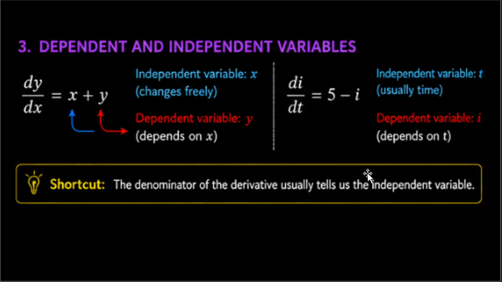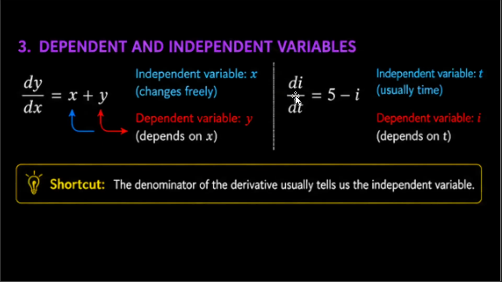Okay. So what are the parts of a differential equation? Mainly we have the dependent and independent variables. For example, we have this one, dy/dx is equal to x plus y. The independent variable is x, mainly because it changes freely. The dependent variable is y because y depends on x.